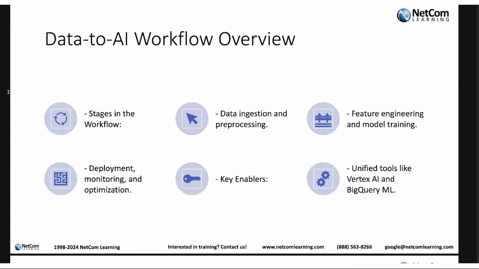Now, when you talk about the data to AI workflow, there are different stages in the workflow. And we talk about data ingestion, where we need to think it through where the data will reside. One way of looking at the data is that it needs to be closer to where it will be processed. If it will be processed in BQML, then it should be residing in a table within BQ. If it's in a notebook, then S3 is a good option. So we need to think about this.